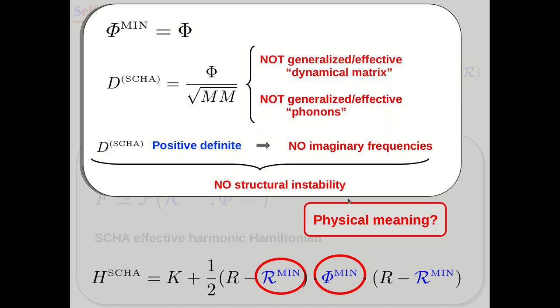But then if the phi is positive definite, then for sure, when we end up in the minimum and we define this quantity, if we try to interpret this D of SCHA as a harmonic generalization of the dynamical matrix, we have the paradoxical conclusion that we can never see a structural instability, because this matrix is positive definite, so we cannot see imaginary frequencies, and so we can never see a phonon softening. And of course we know that this cannot be true. So this means that for sure this phi cannot be interpreted as a generalized force constant matrix. Okay.